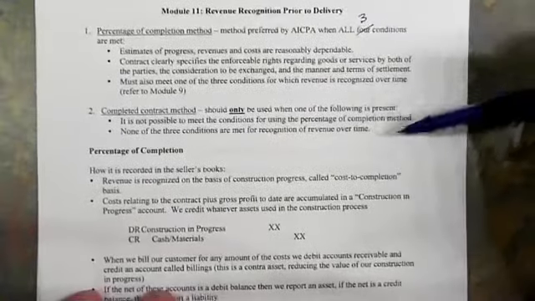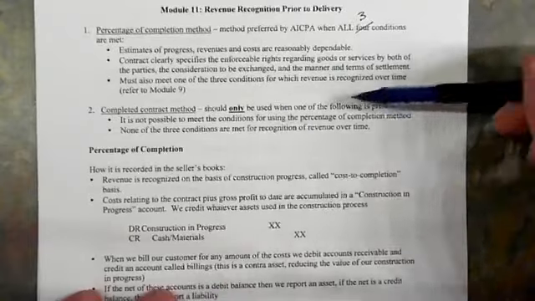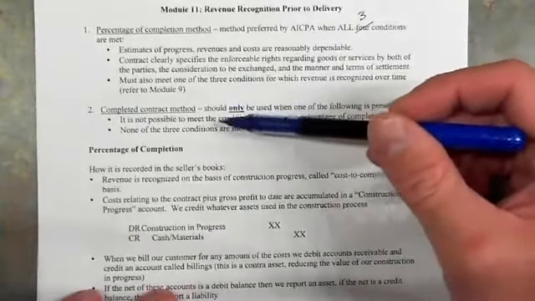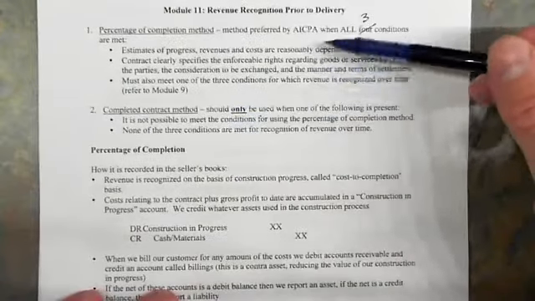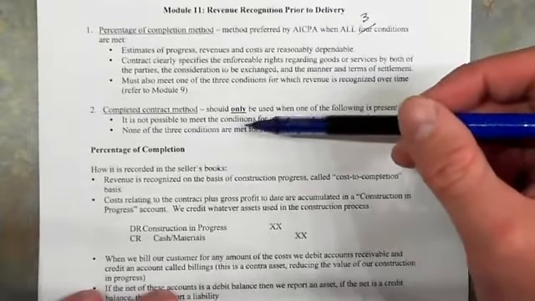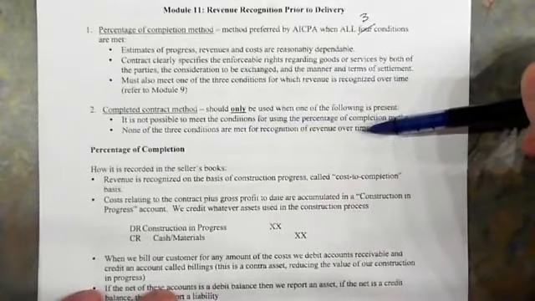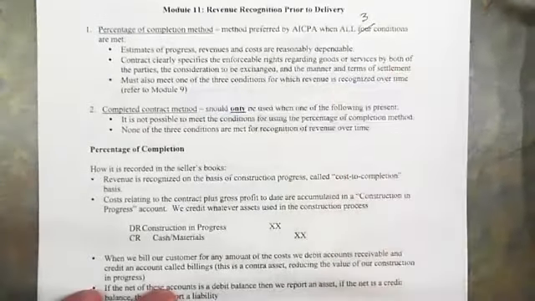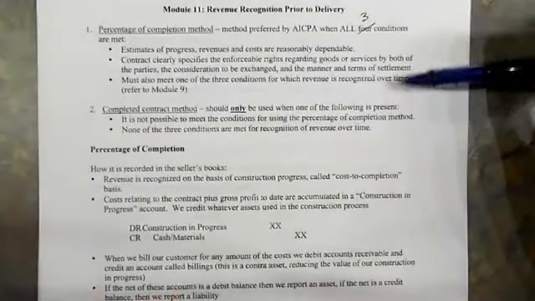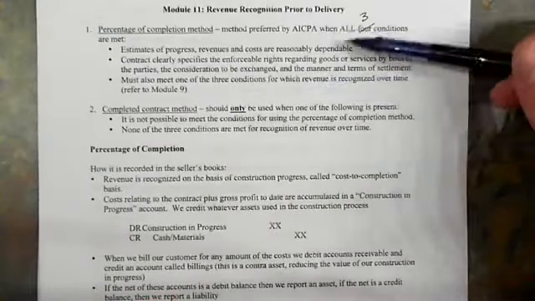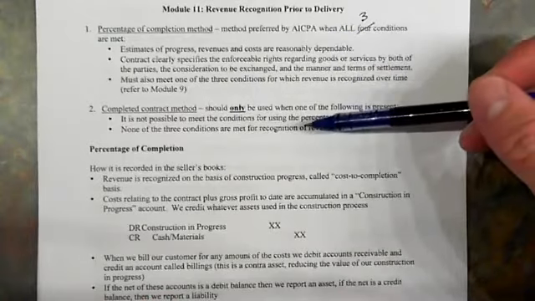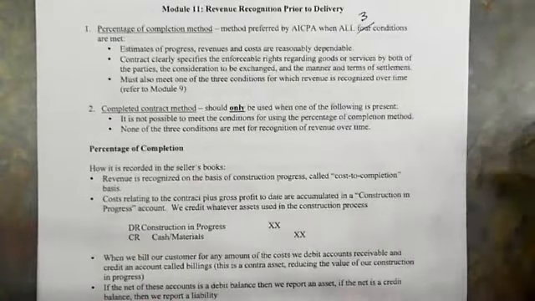The completed contract method is a second sort of method and should only be used when one of the following is present: that it's not possible to meet the conditions listed above, and none of the three conditions are met for recognition of revenue over time. Those three conditions, again, were the ones in Module 9. Okay. So we're going to look at both methods, when preferred, not preferred. When you can do this, you do this. When you can't do that, then you do the completed contract method.